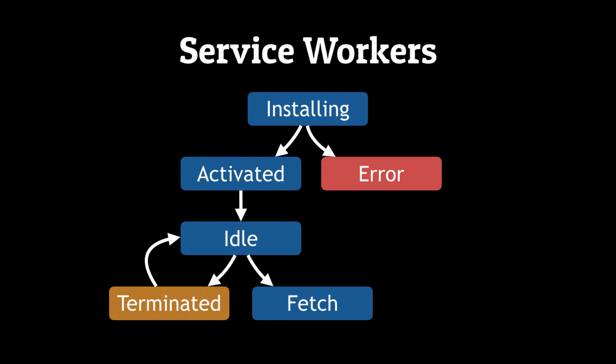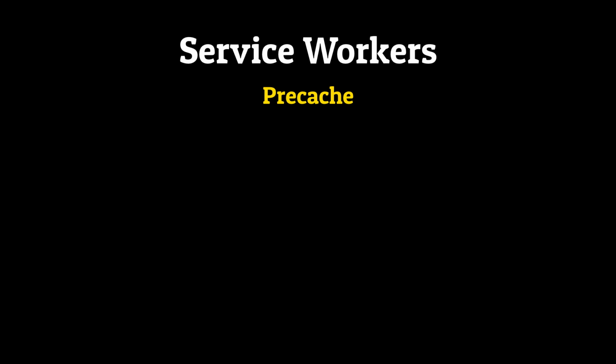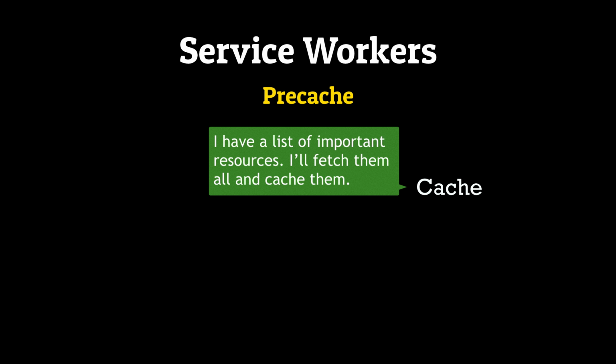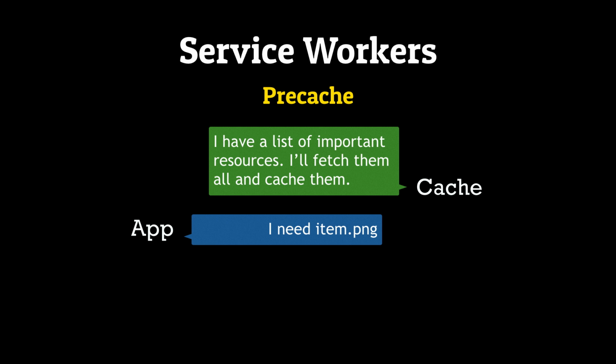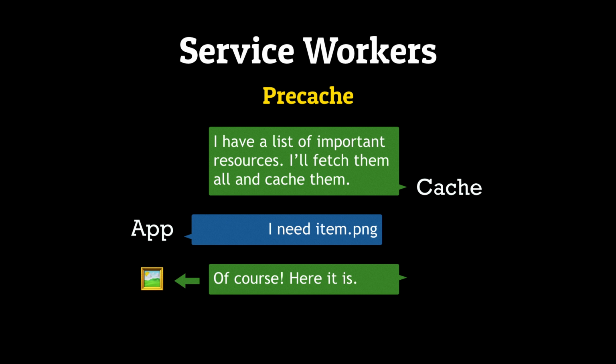Service workers provide us with a vast array of caching strategies that can layer on top of and work with HTTP caching. The first strategy we'll look at is called pre-caching, and it begins with a cache being provided with a list of important resources, which it then downloads in advance during the installation process of the service worker. Later on, when an app says that it needs one of these resources, the cache already has it and is able to provide it and resolve that request instantly.